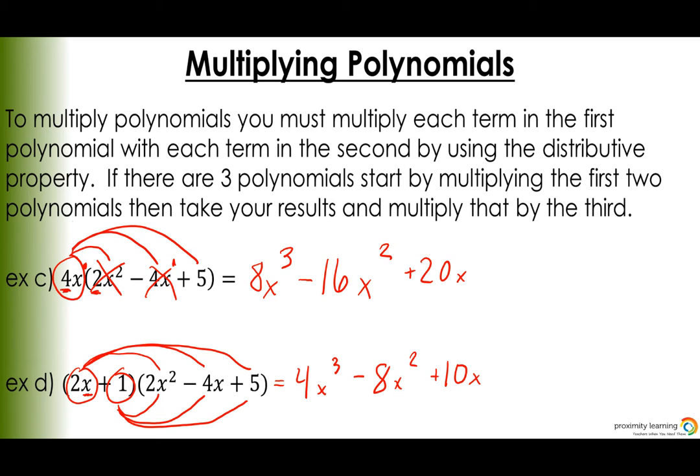Now we're going to distribute 1 to everything in the second polynomial. Basic multiplication: if you multiply 1 and a number, like 2 times 1, 3 times 1, it was always that number. Same thing with polynomials. So instead of simply restating everything, we're just going to rewrite 2x squared minus 4x plus 5 because it's all going to be the same thing anyway, because we're multiplying by 1.